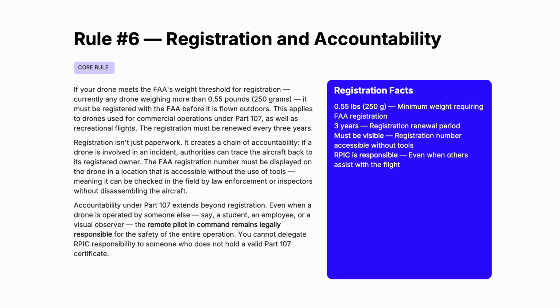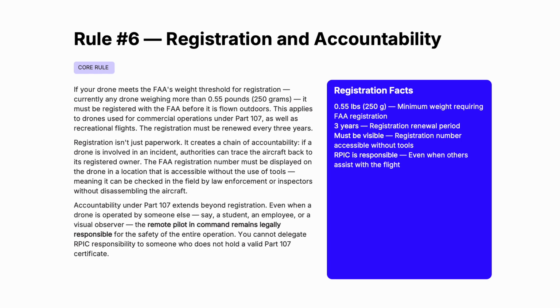If a drone is involved in an incident, investigators can trace it straight back to its registered owner. The registration number itself has to be displayed somewhere on the drone that's accessible without tools, so it can be checked in the field without anyone disassembling the aircraft.